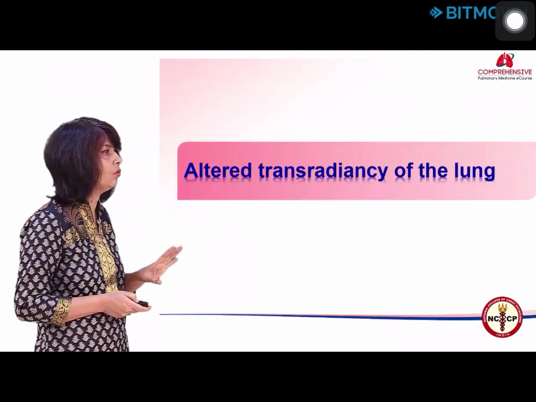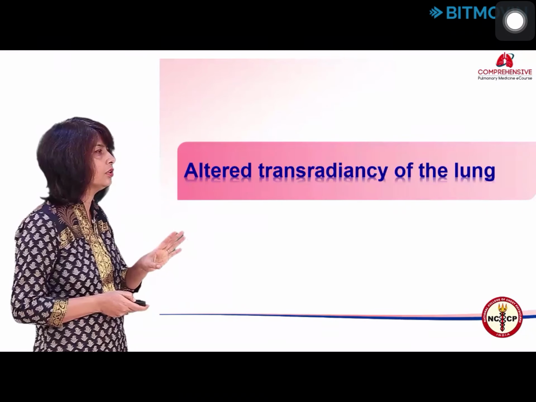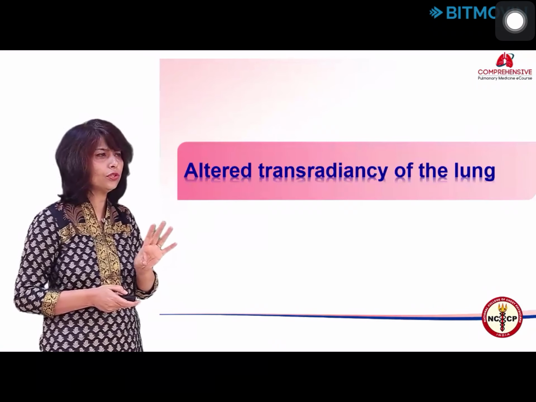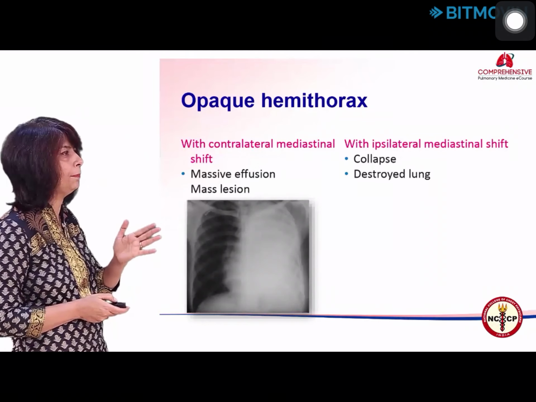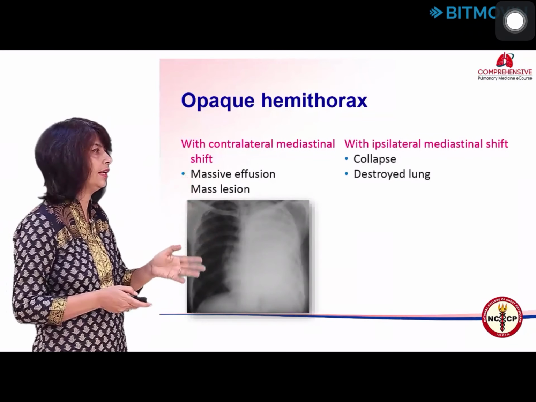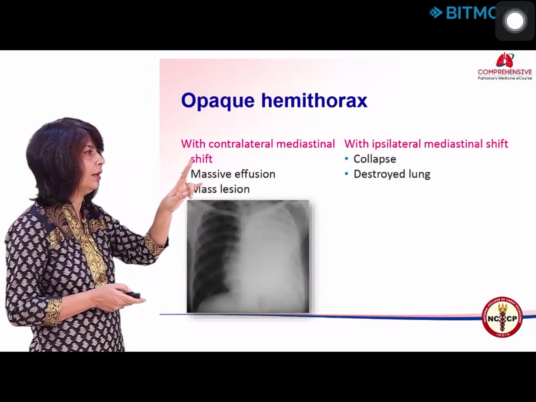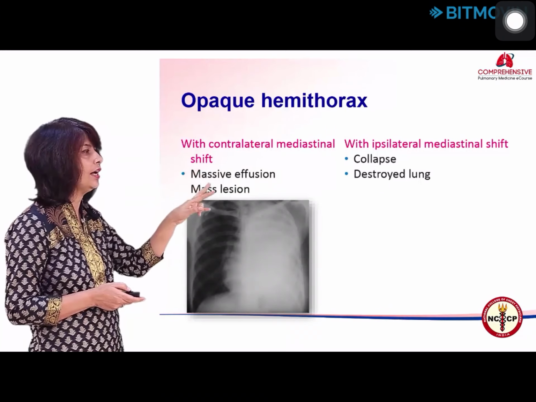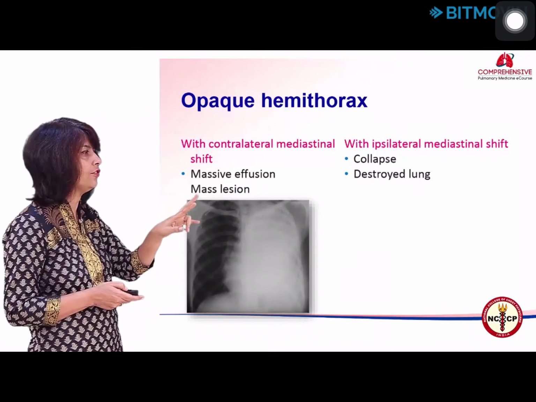Now we come to, I told you lucency can increase or decrease. So this is called altered transradiancy, and it is usually associated with some volume changes. So what is an opaque hemithorax? The term is obvious. One side is opaque. After you label it as opaque hemithorax, the next step: where is the mediastinum? Contralateral mediastinal shift, ipsilateral mediastinal shift, or central mediastinum?